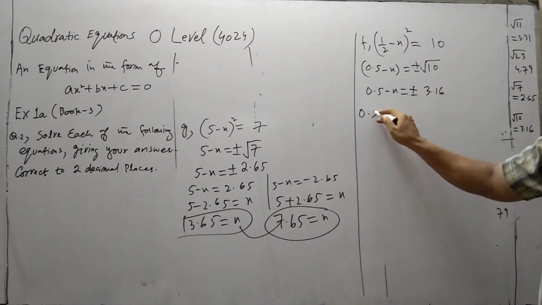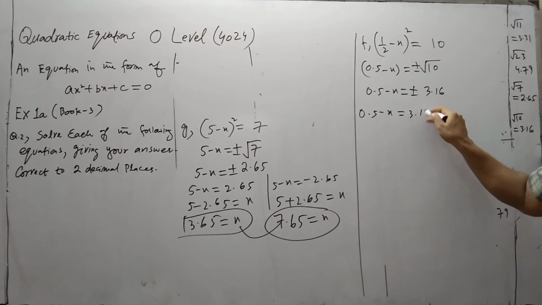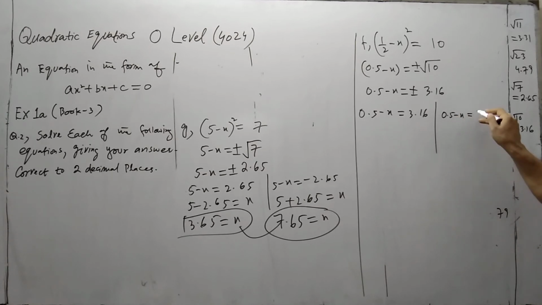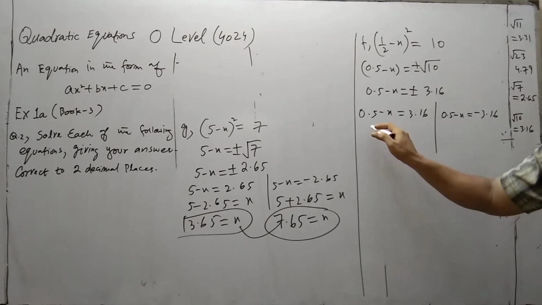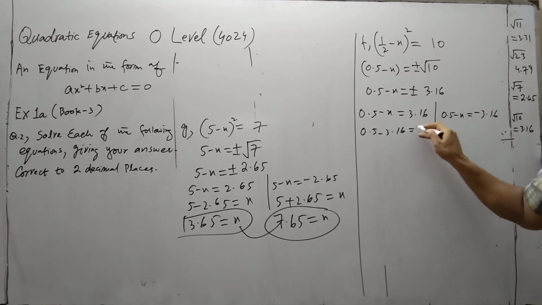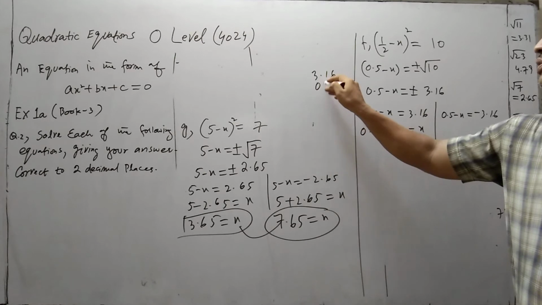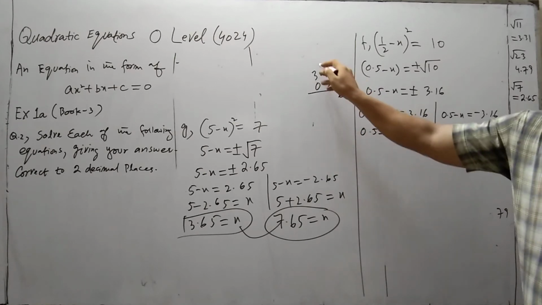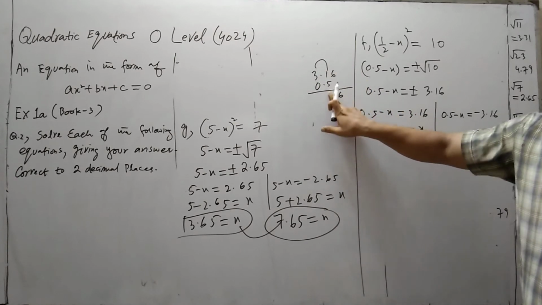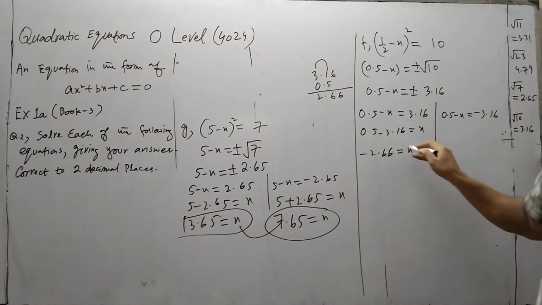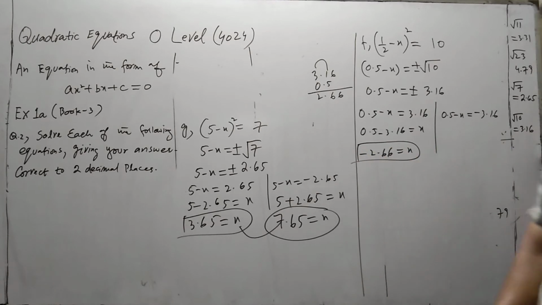So 0.5 minus x is equal to plus 3.16, and 0.5 minus x is equal to minus 3.16. So 0.5 minus 3.16 is equal to x. Subtract 3.16 from 0.5, which gives minus 2.66. So minus 2.66 is equal to x, this is your answer.